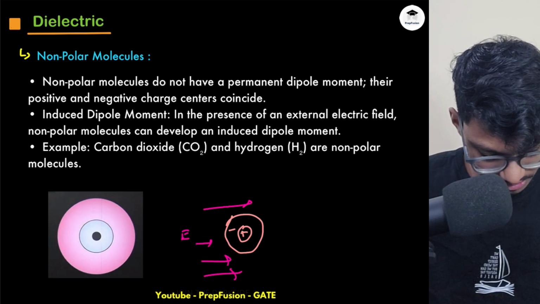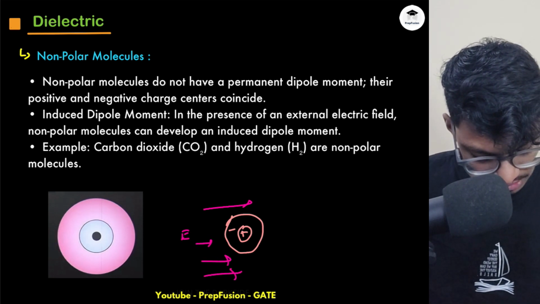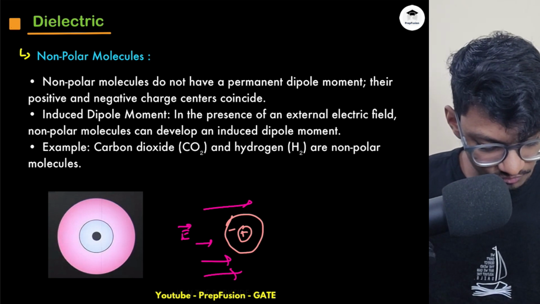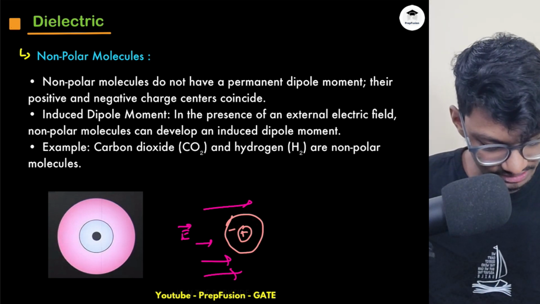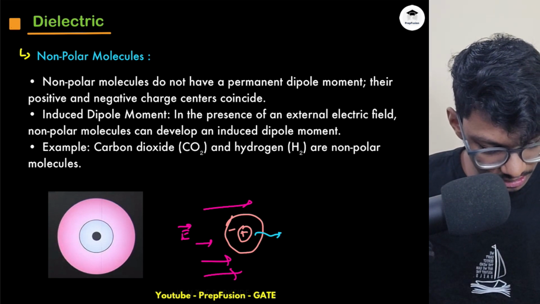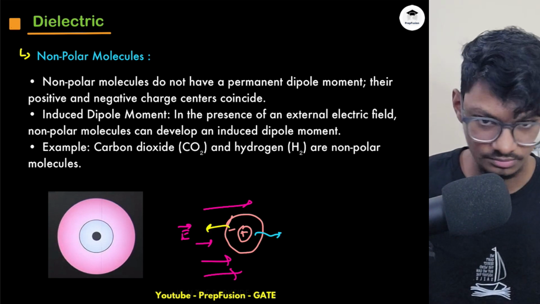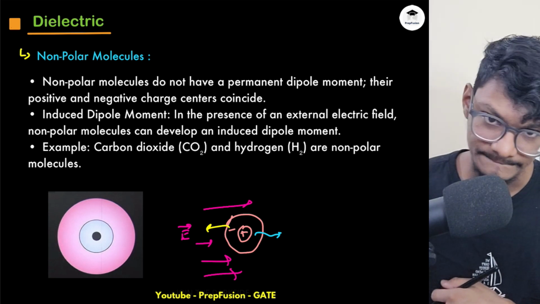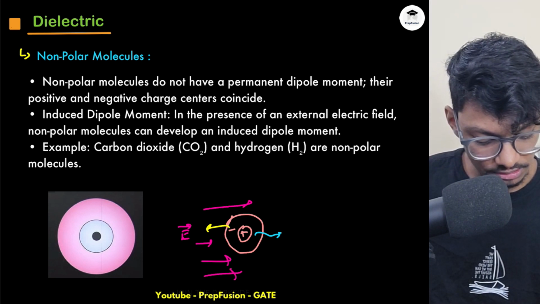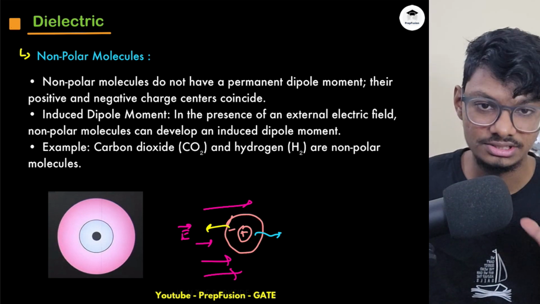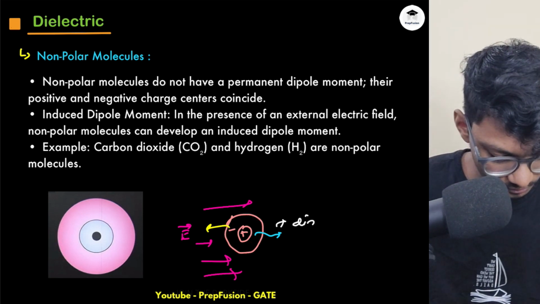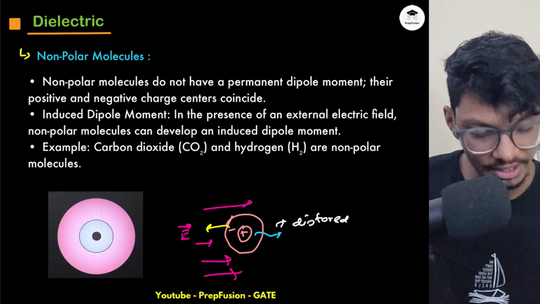External electric field is coming. Now, if the external electric field is coming, then this positive charge will feel a force on the right hand side, correct, and this negative charge will feel a force towards the left hand side, correct. So what will happen? This particular combination will get distorted. Plus will go on the right, negative will go on the left.